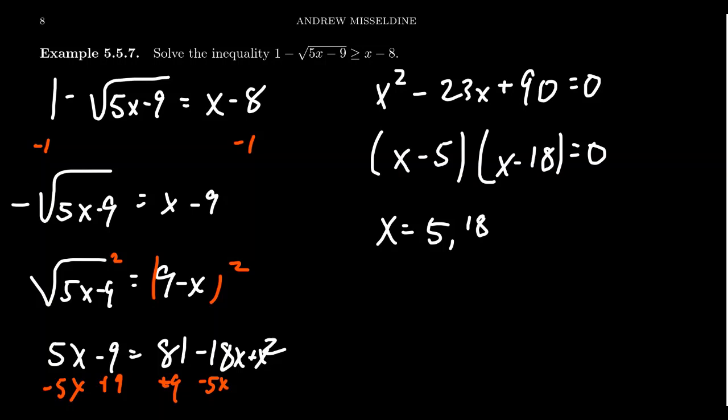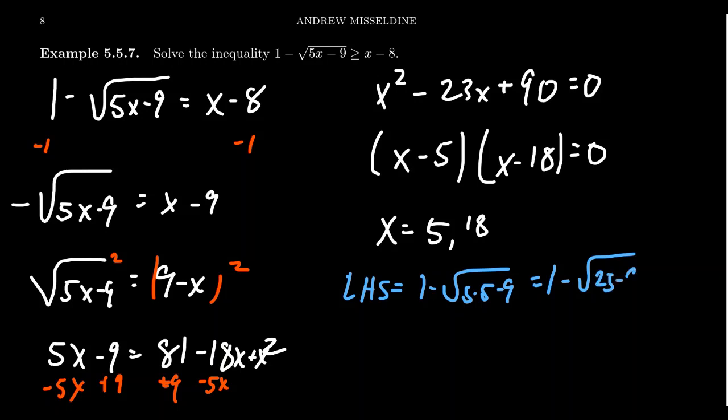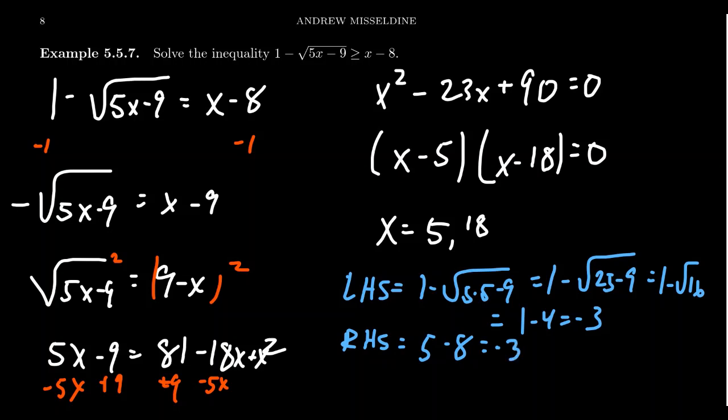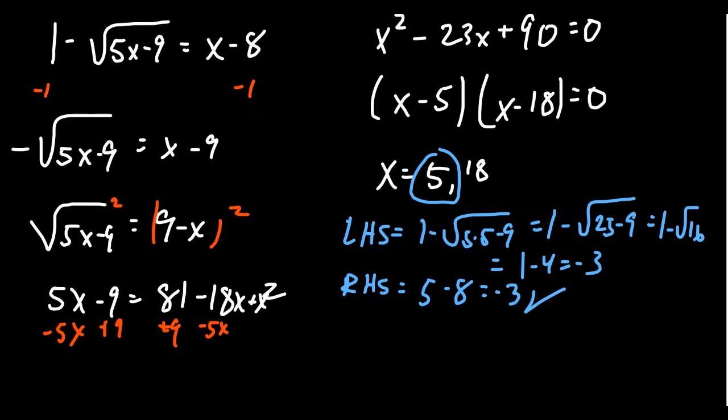And so if we check them, if you take the left-hand side and you plug in 5, you're going to get 1 minus the square root of 5 times 5 minus 9. That should look like 1 minus, you're going to get 25 minus 9, which is going to give you 1 minus the square root of 16, which gives you 1 minus 4, which is negative 3. Okay, the right-hand side, that will look like we're supposed to take 5 minus 8, which is equal to negative 3. That passes. So 5 is, in fact, a solution to the equation.